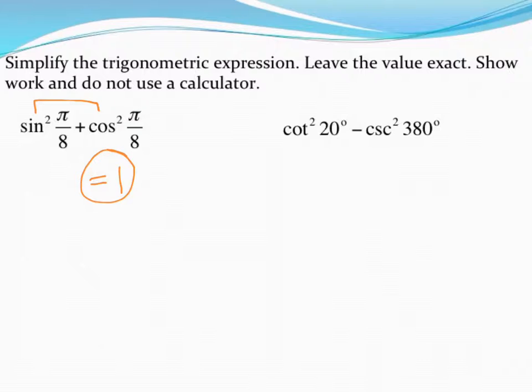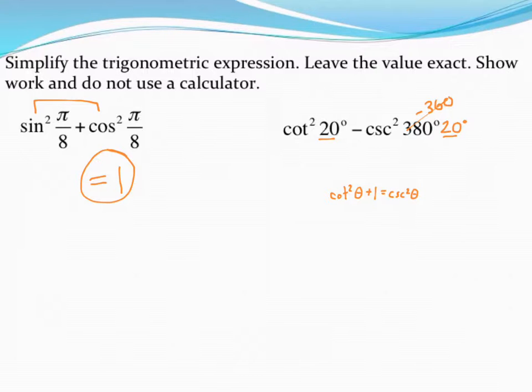Okay, my second one, I'm noticing my angles are not the same. However, I can use my periodic properties to make the angles the same. Recall that the period of the cosecant graph is 360 degrees, so I can subtract 360 from this angle. I've got videos about periodic properties if you want to go back and watch one of those. And so 380 minus 360 leaves me with just 20 degrees. So now I do have the same angles. What I want to look for is an identity that involves cotangents. Looking back in my notes, I can see that cotangent squared of an angle plus 1 is equal to the cosecant squared of that angle.